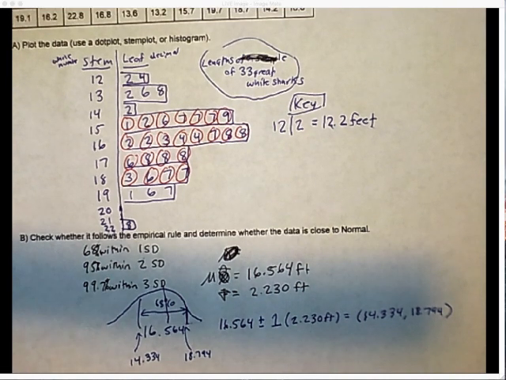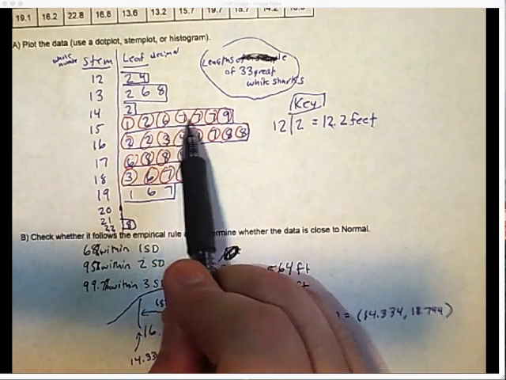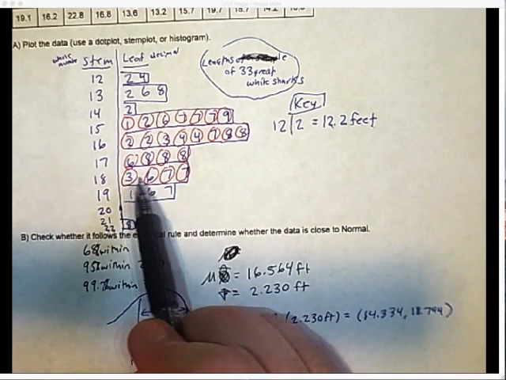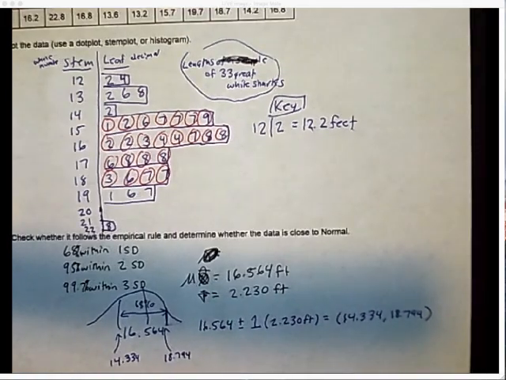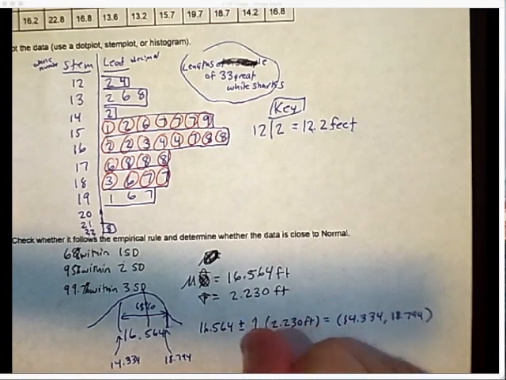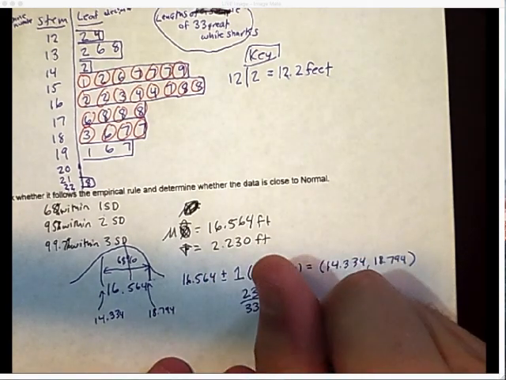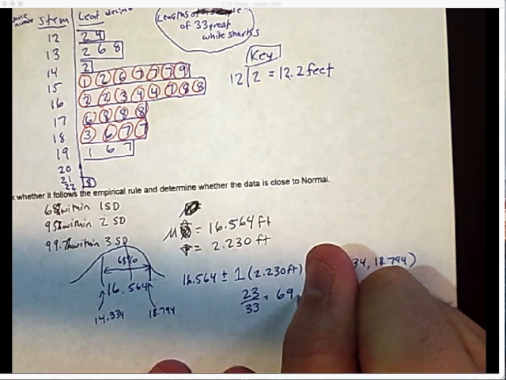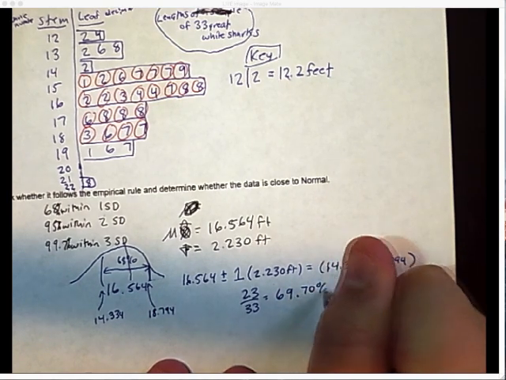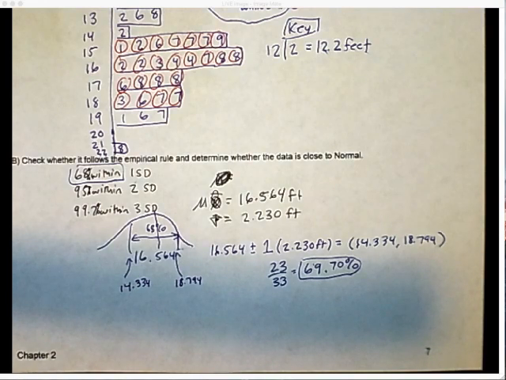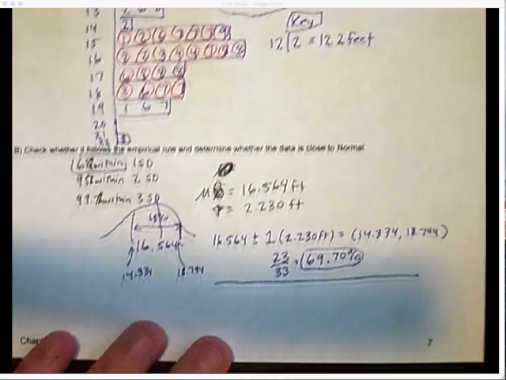How many values are there? 1, 2, 3, 4, 5, 6, 7, 8, 9, 10, 11, 12, 13, 14, 15, 16, 17, 18, 19, 20, 21, 22, 23. So 23 of the 33 sharks are between these numbers. So if I do 23 divided by 33, that amounts to 69.70%. Well, this number is close to 68%, but it's a little bit off. Okay, let's see how much the next one is off.